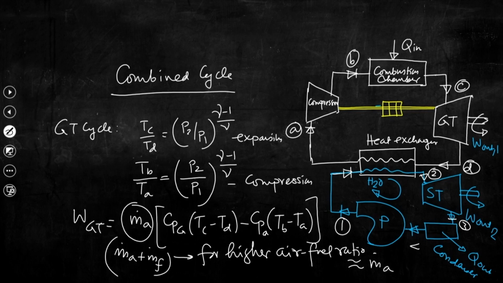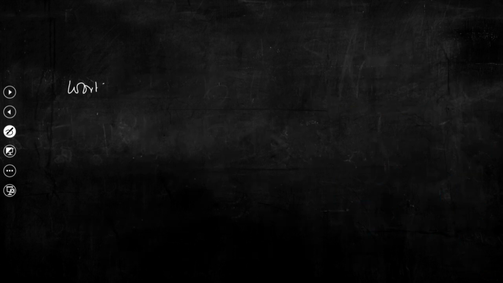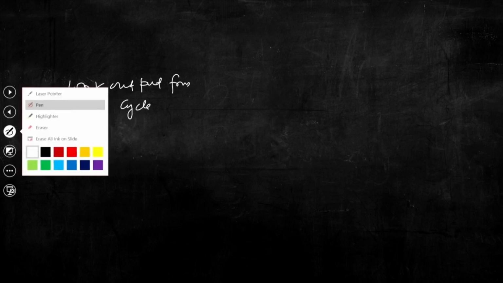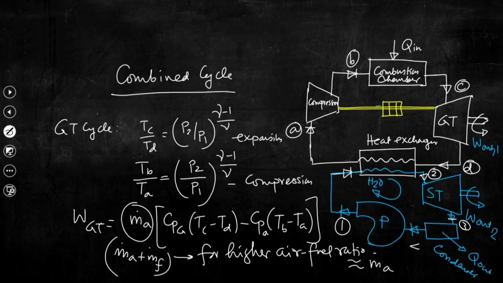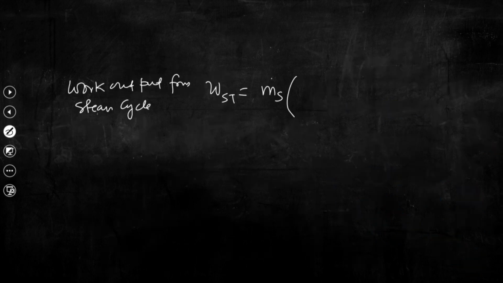Now, what about steam turbine work output? The work output from the steam turbine cycle or steam power cycle, that is WST, equal to mass flow rate of steam into enthalpy drop, H2 minus H3 that we had seen in our previous lectures, plus H3 minus H4, right. So, now the question is we need to go for energy balance.